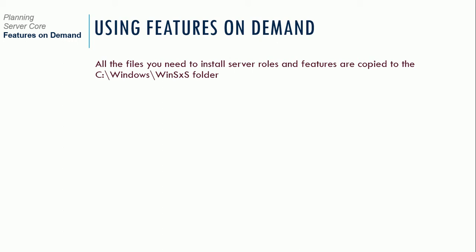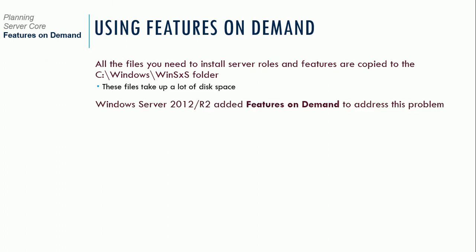The problem with that is that those files are rather large, so it does use up quite a bit of disk space. So that's certainly one problem. Another is patches and updates. If those files exist, then when you get patches and updates, it'll try to update those files that you'll need to add those roles and features, even if you're not using them. Because in the event that you do decide to use them, Microsoft wants to make sure you have the latest versions of those files for a variety of reasons. So that's another problem. So in 2012, they added features on demand, which addresses this problem.